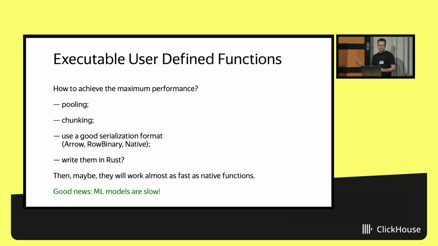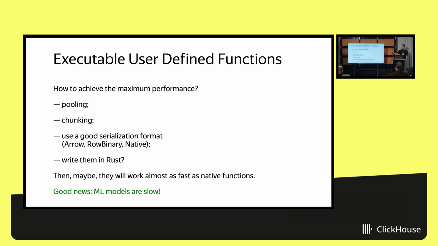OK, so how to achieve the maximum performance for executable user-defined functions? Pooling, chunking. Also, we can change the serialization format. It was tab separated, but we can use Apache Arrow. It is accessible from Python. It is easy to use. You can also use it from Rust, raw binary format, or even native format. Whatever you will find faster or convenient to you, or you don't have to use Python. Maybe you should write it in Rust. At least you will be fashionable, you will be trendy.